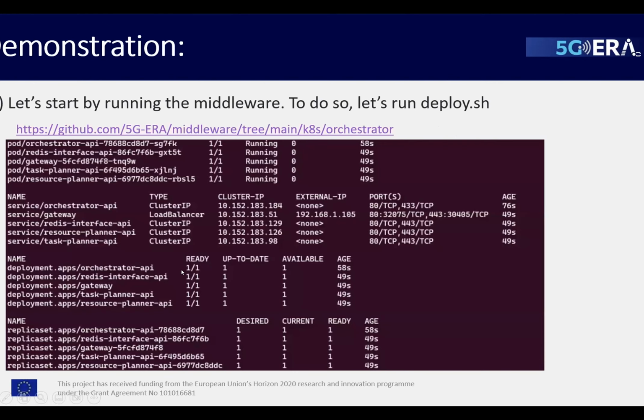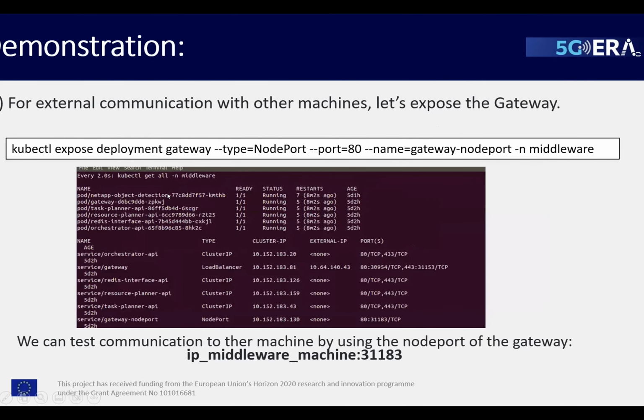So first things first, the middleware is deployed. As we can see, all the modules are running over here. To deploy the middleware, there is a script available. So we will just launch deploy.sh and everything will be configured. Interestingly enough, we have to configure the gateway to actually be exposed to the outside world. So the robot is an outside entity from the middleware deployed in the machine. So we will do kubectl expose on the gateway, and we will use node port to do this.